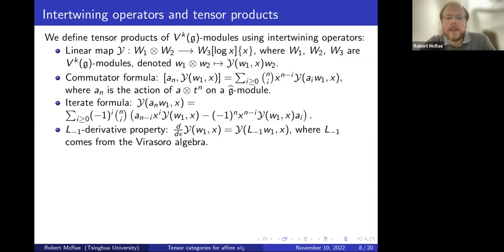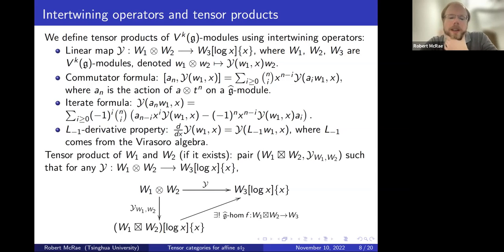So we define the tensor products using intertwining operators, which are maps from a vector space tensor product of two modules into some space of series with coefficients in the third module. There's a commutator formula that tells you how the affine Lie algebra action interacts with the intertwining operator. And there's this important L-1 derivative property that tells you how the formal derivative of this series corresponds to the L-1 operator from the Virasoro algebra.